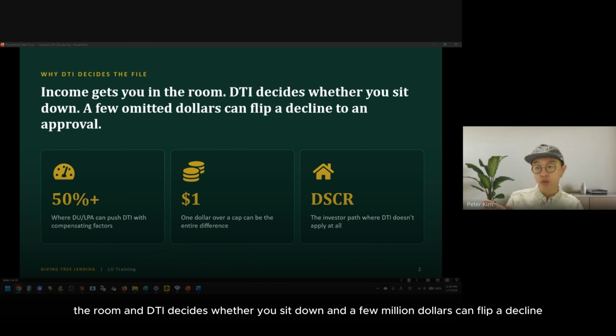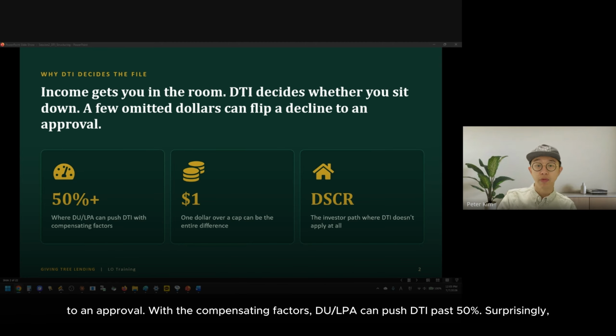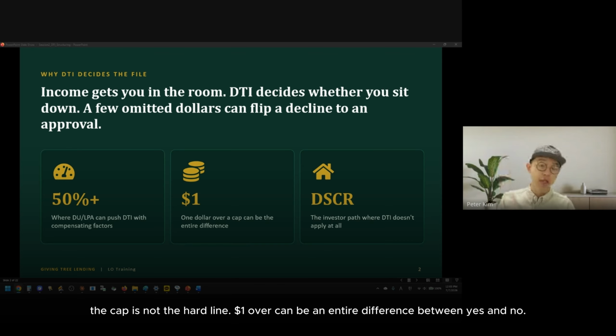Income gets you in the room, and DTI decides whether you sit down, and a few million dollars can flip a decline to an approval. With compensating factors, DU and LP can push DTI past 50%. Surprisingly, the cap is not the hard line. $1 over can be the entire difference between yes and no.